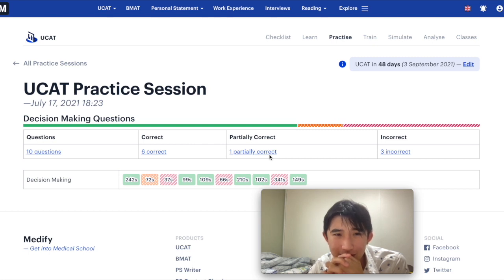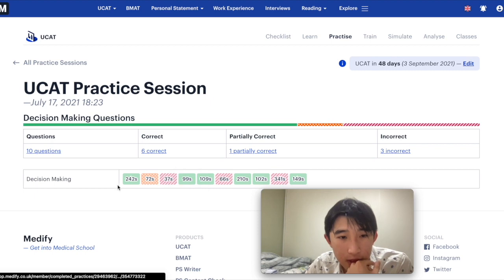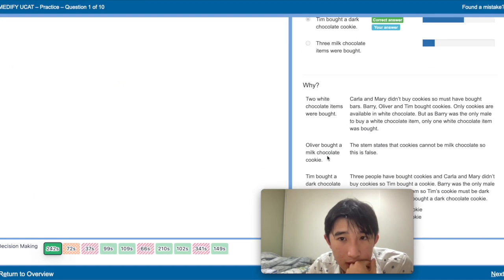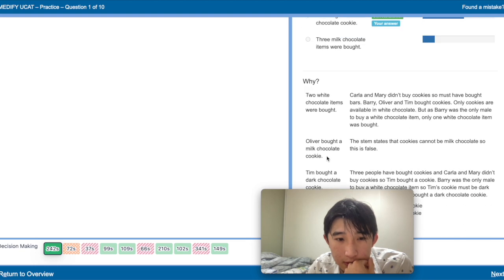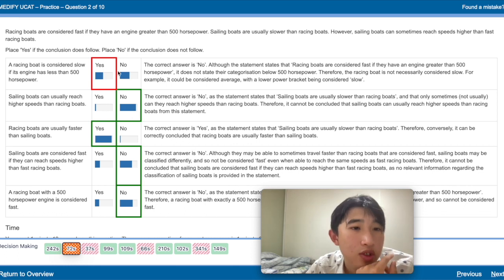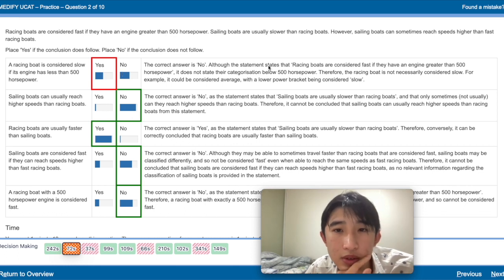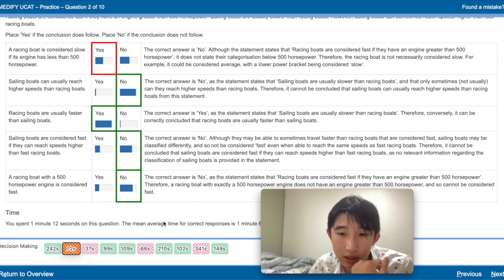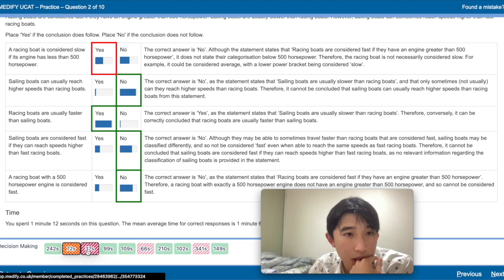Look at the times. My times are horrible. I need to improve my times a little bit more. Oh god, why did I spend so long here? Oh, chocolate stuff. Slow. Alright, so it didn't say the categorization. Fair enough.